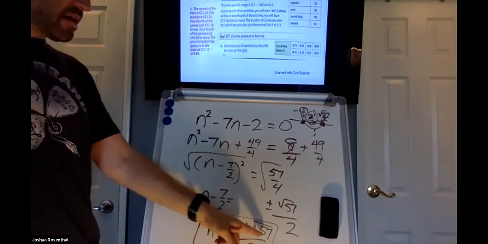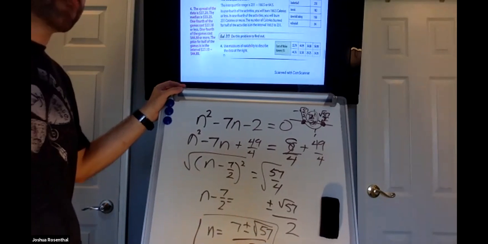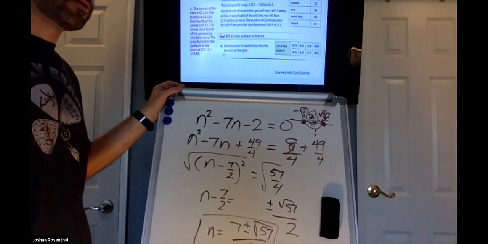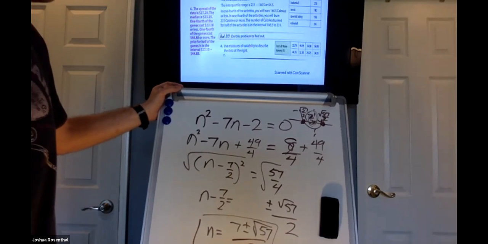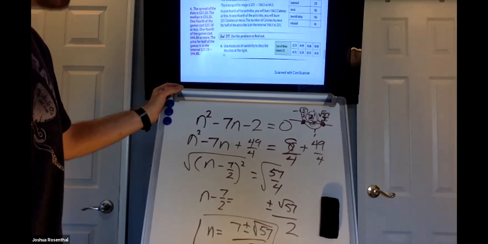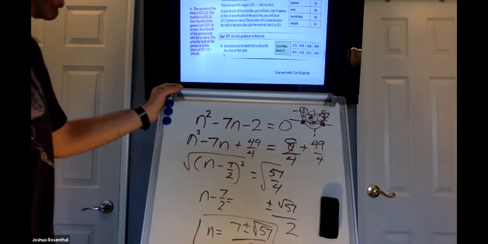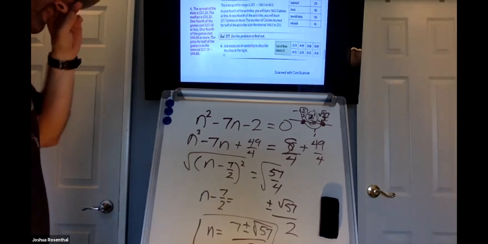Okay. Now, if you want to take a calculator and find out what the square root of 57 is, you can get this all into decimal form, rounded to some column, like to the tenths. And then your answer wouldn't be wrong. Your answer is not wrong. It's just not in the form you're going to see it in the book. Yeah. This is the simplest radical form.